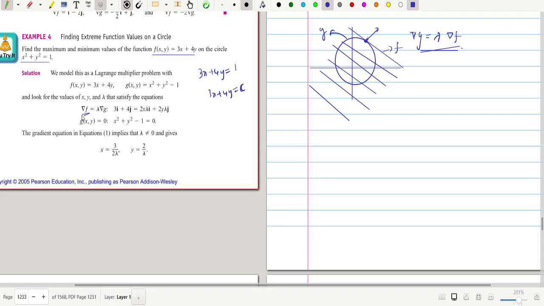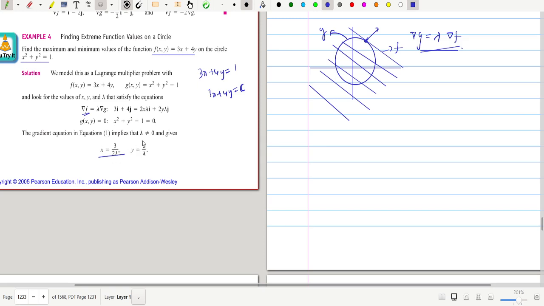So by taking the gradient of f and g and equating, you can get two equations: x equal to 3 by 2 lambda and y is equal to 2 by lambda. When lambda equal to 0, this is not defined. So we assume lambda is non-zero. We need to find out x and y for which this holds.